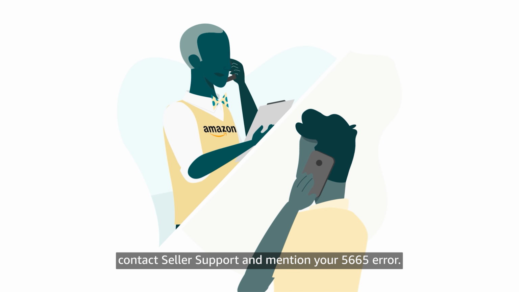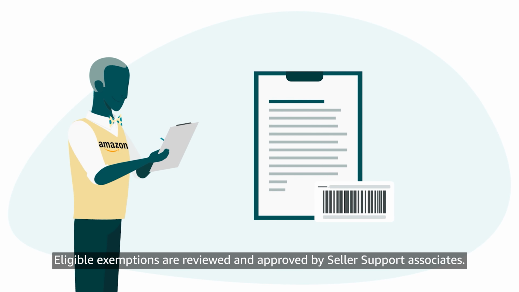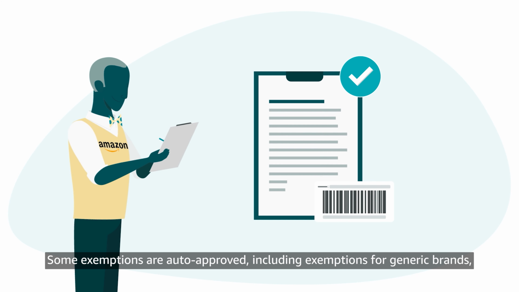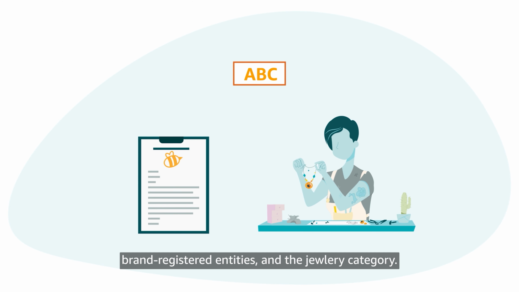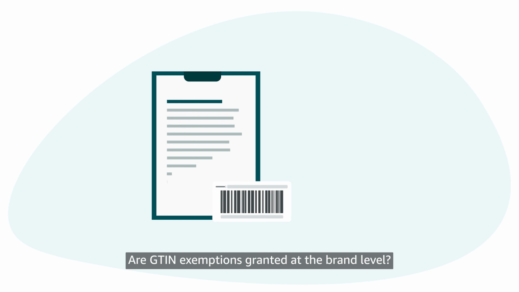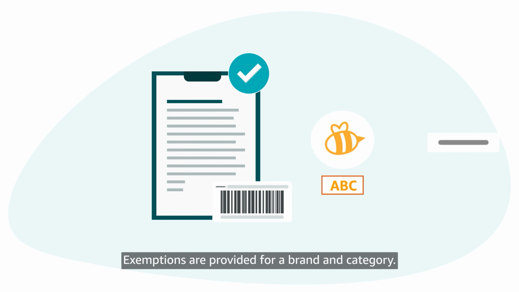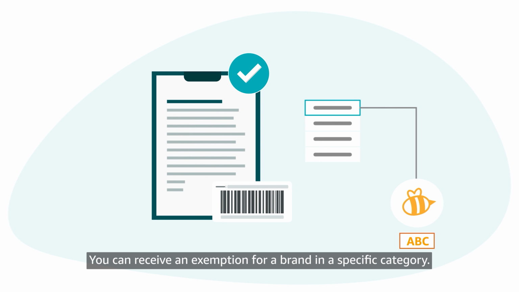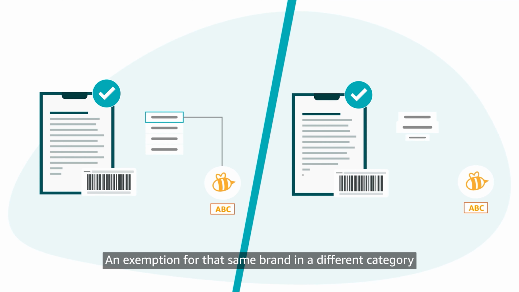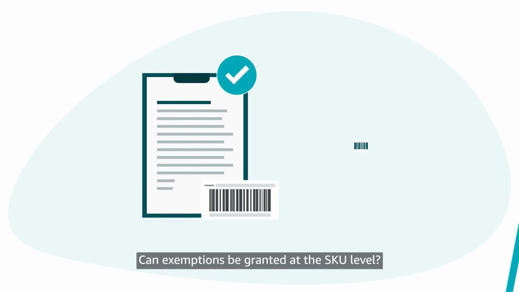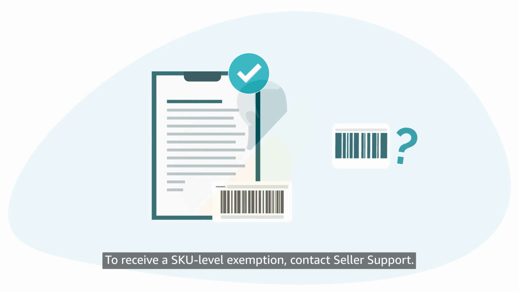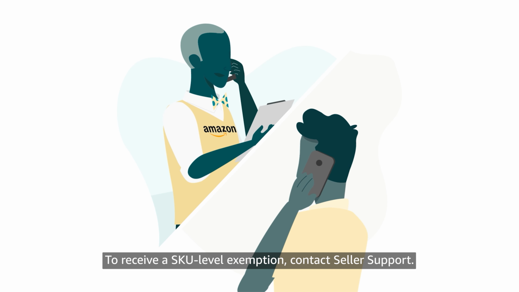Who approves GTIN exemptions? Eligible exemptions are reviewed and approved by seller support associates. Some exemptions are auto-approved, including exemptions for generic brands, brand-registered entities, and the jewellery category. Are GTIN exemptions granted at the brand level? Exemptions are provided for a brand and category. You can receive an exemption for a brand in a specific category. An exemption for that same brand in a different category should require another exemption request. Can exemptions be granted at the SKU level? To receive a SKU level exemption, contact seller support.